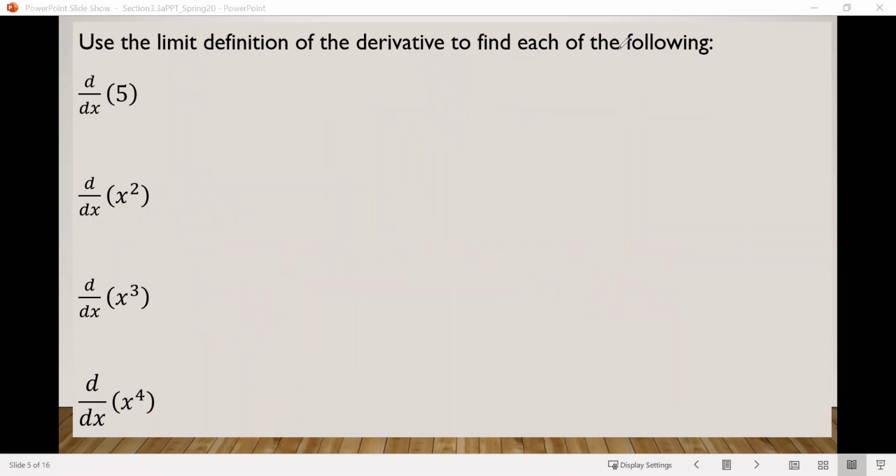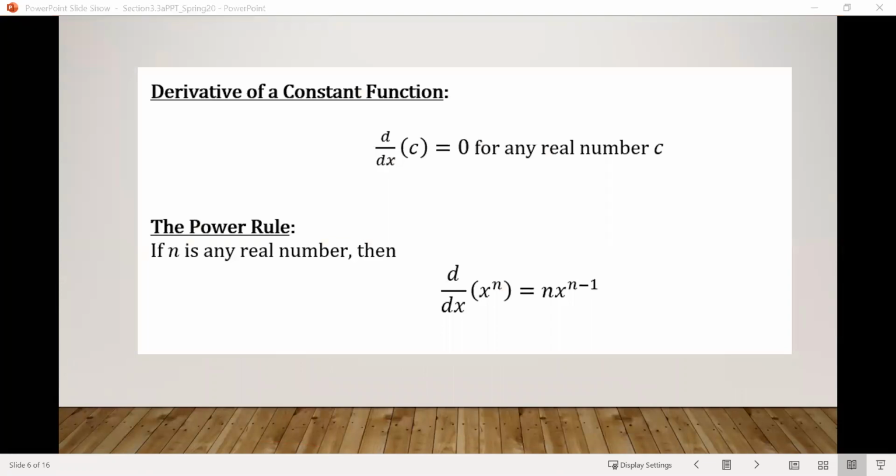Okay, so here is our punchline then. Some rules we can use to find derivatives of constant functions and power functions. So first of all, if we have a constant function, like f of x equals c, if we take the derivative of that constant, it will always be equal to 0 for any real number. It doesn't matter what it is. And then our power rule for derivatives tells us that if we have a power function like this, we can find the derivative by bringing the power down and then subtracting 1 from it.